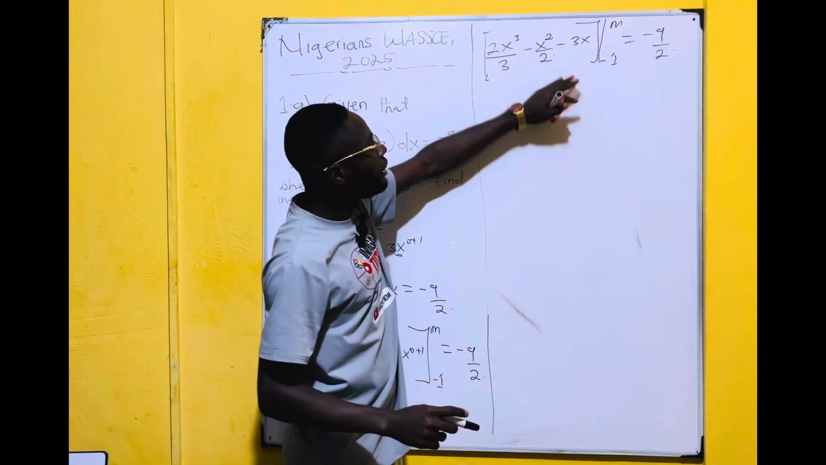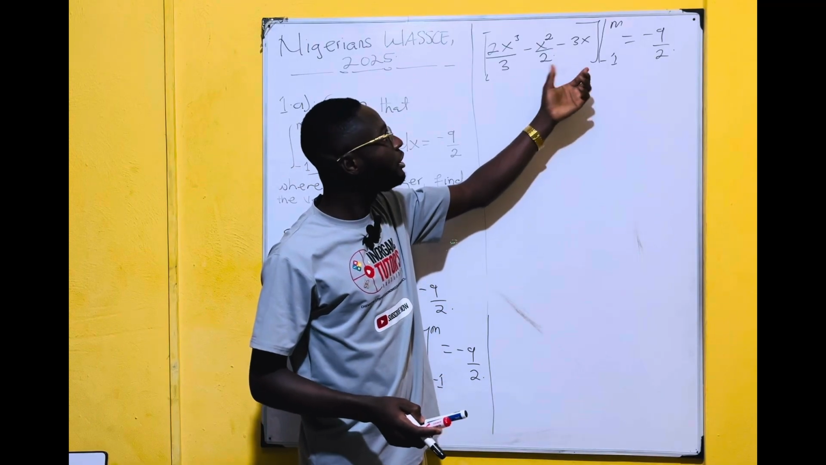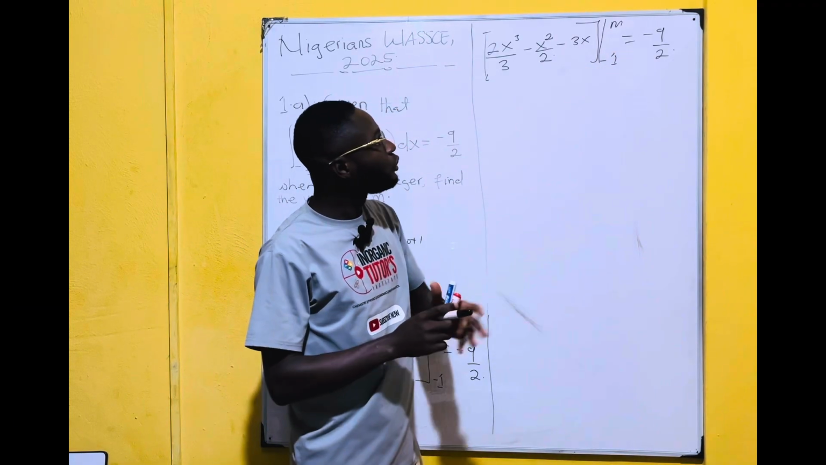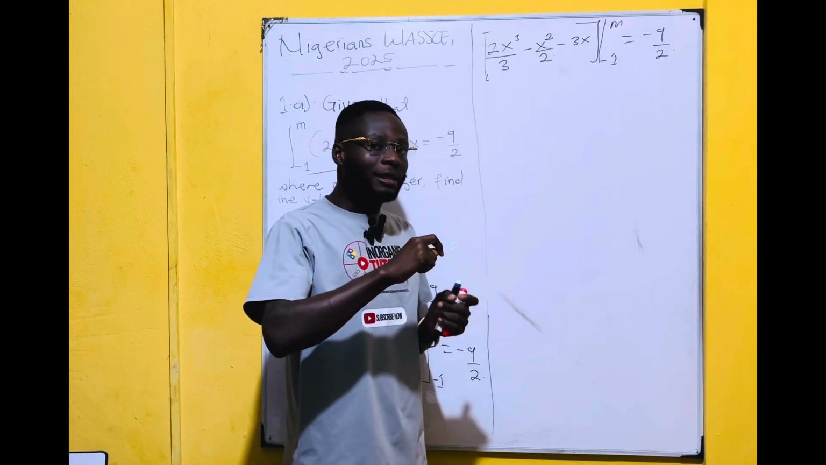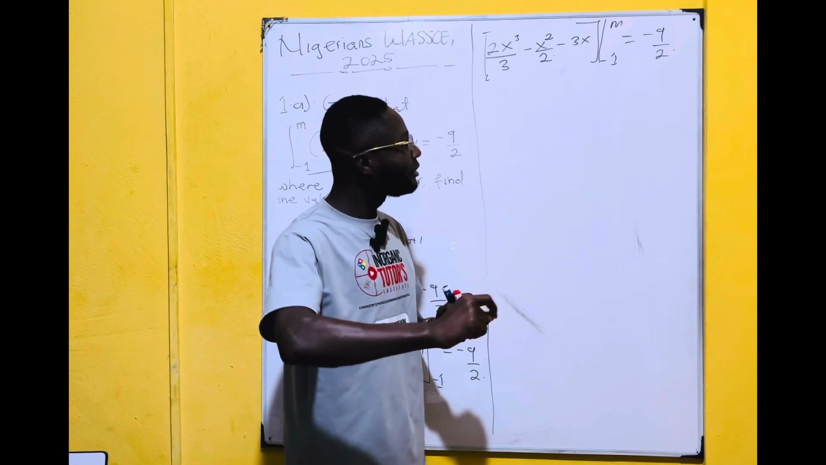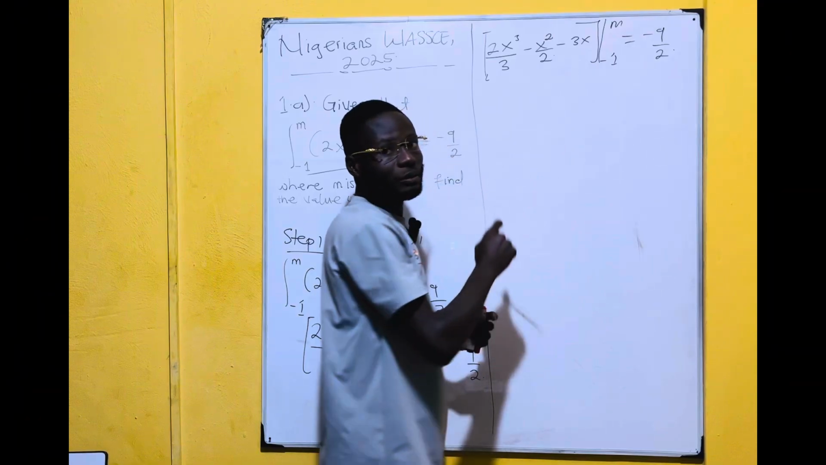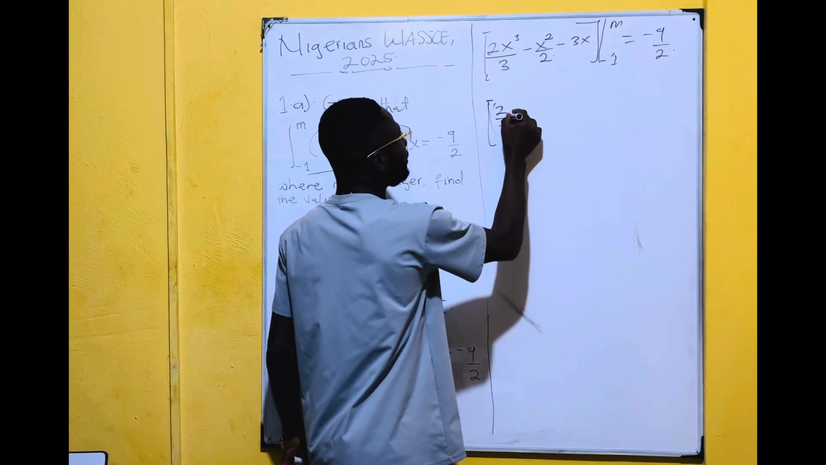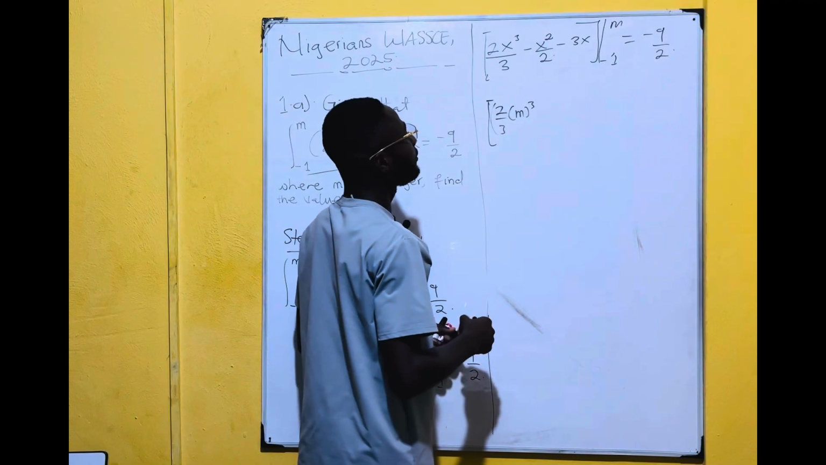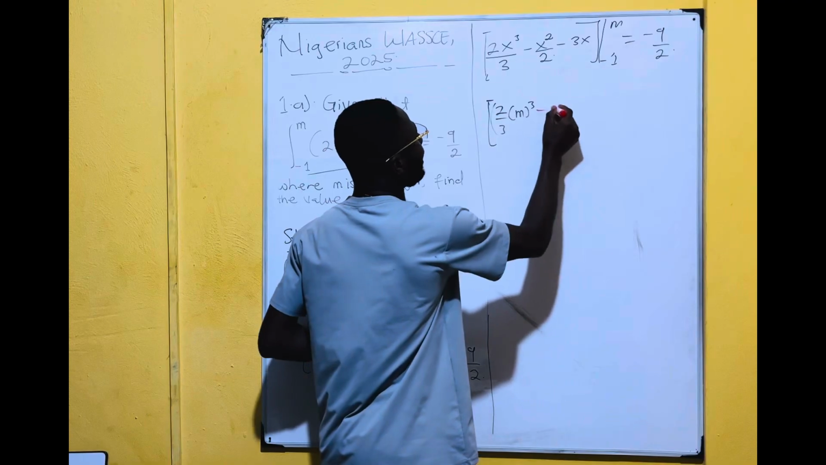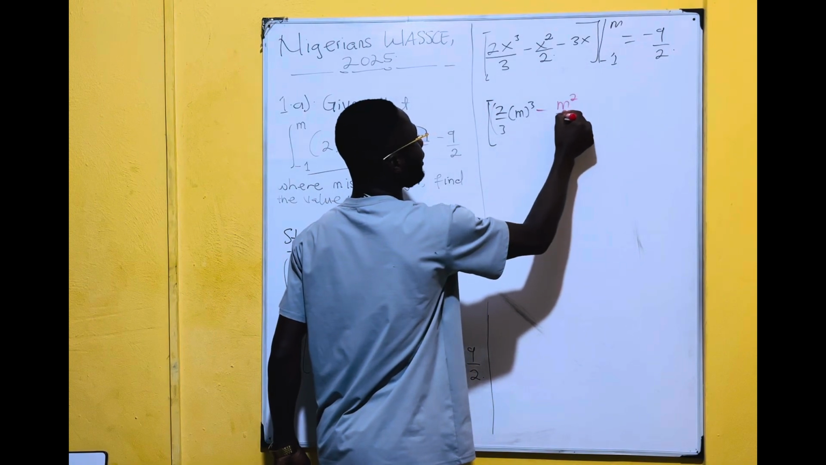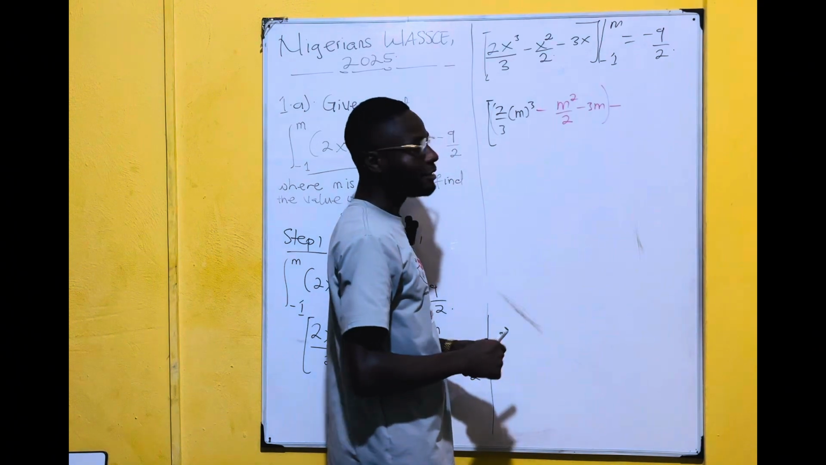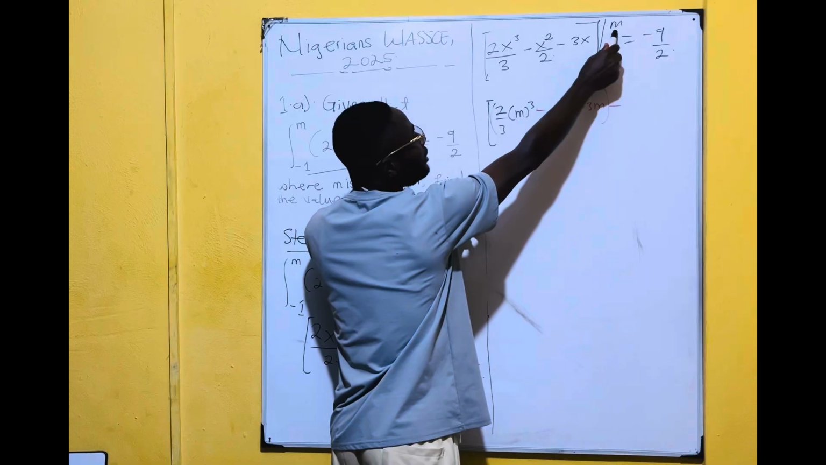Once you have been able to simplify the expression, what we can do now is substitute the limits. This is the upper limit, this is the lower limit. First of all, you substitute the upper limit into the expression. Once you are done, you subtract the result of substituting the lower limit. So we're going to have 2 over 3 times m to the power 3 minus m to the power 2 divided by 2 minus 3m, all minus. So we are done with substituting the upper limit.